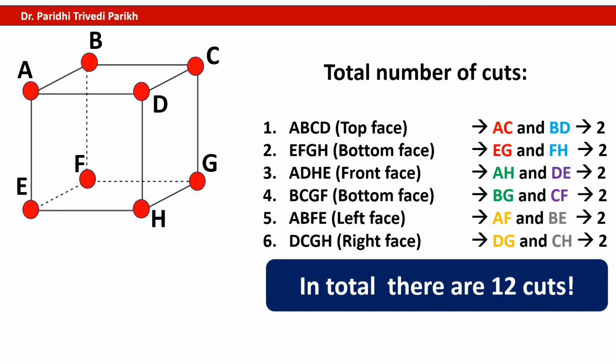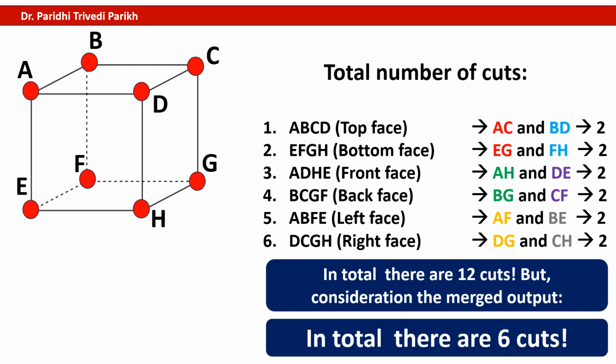Similarly, BD and FH will have the same effect. AH and BG will have the same effect. DE and CF, AF and DG, BE and CH. All of them have the same effect. So there are pairs of cuts that give the same output. In total there are 12 cuts that we are thinking of, but actually there are only 6 cuts.